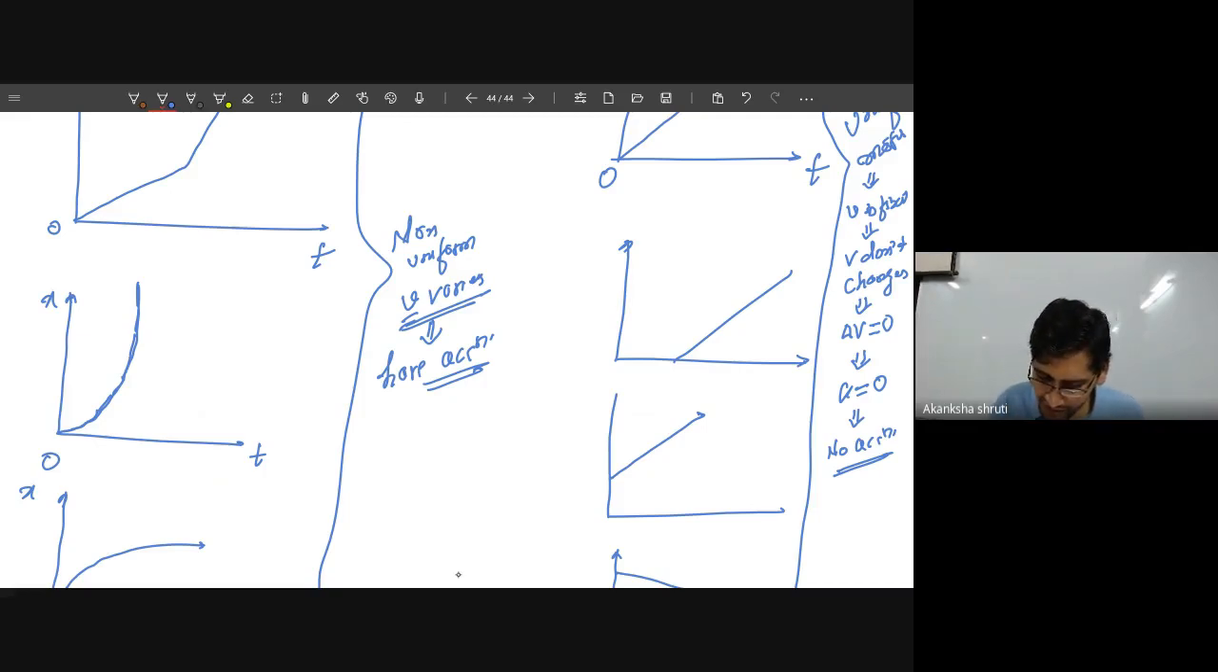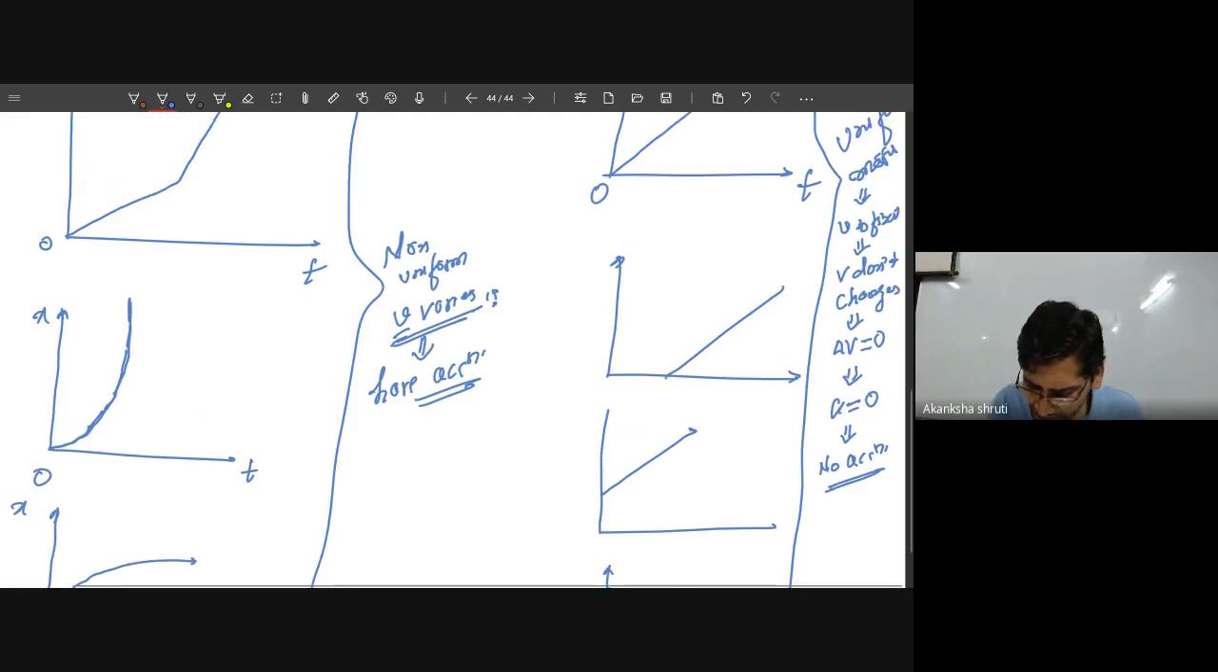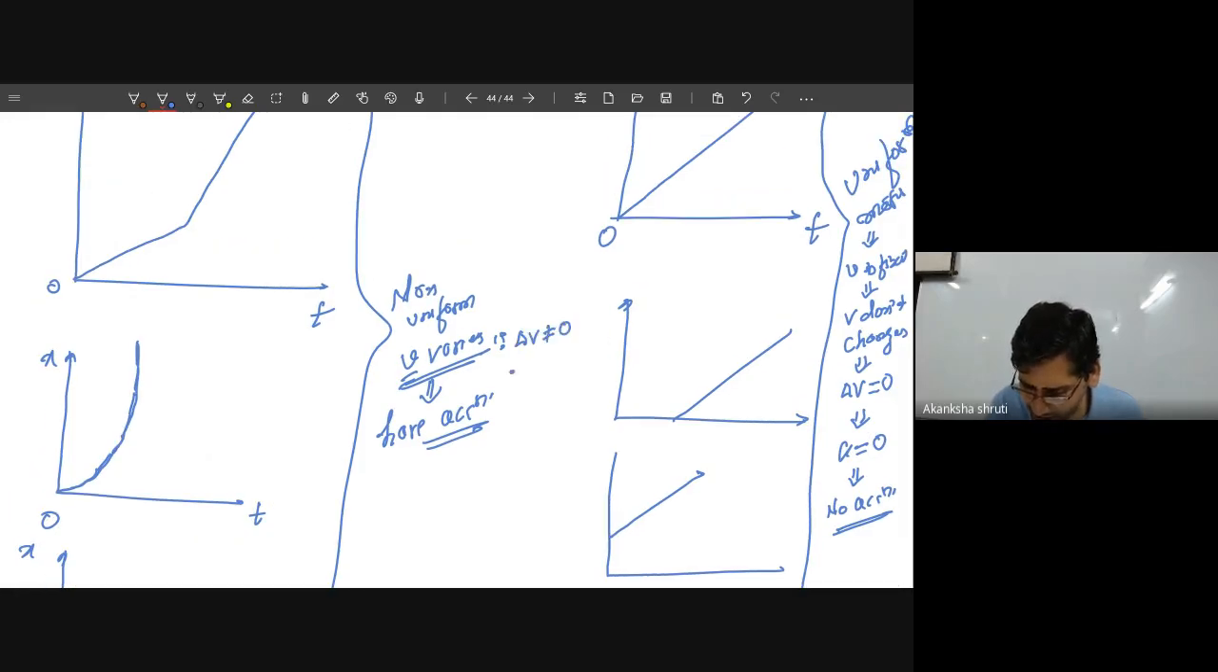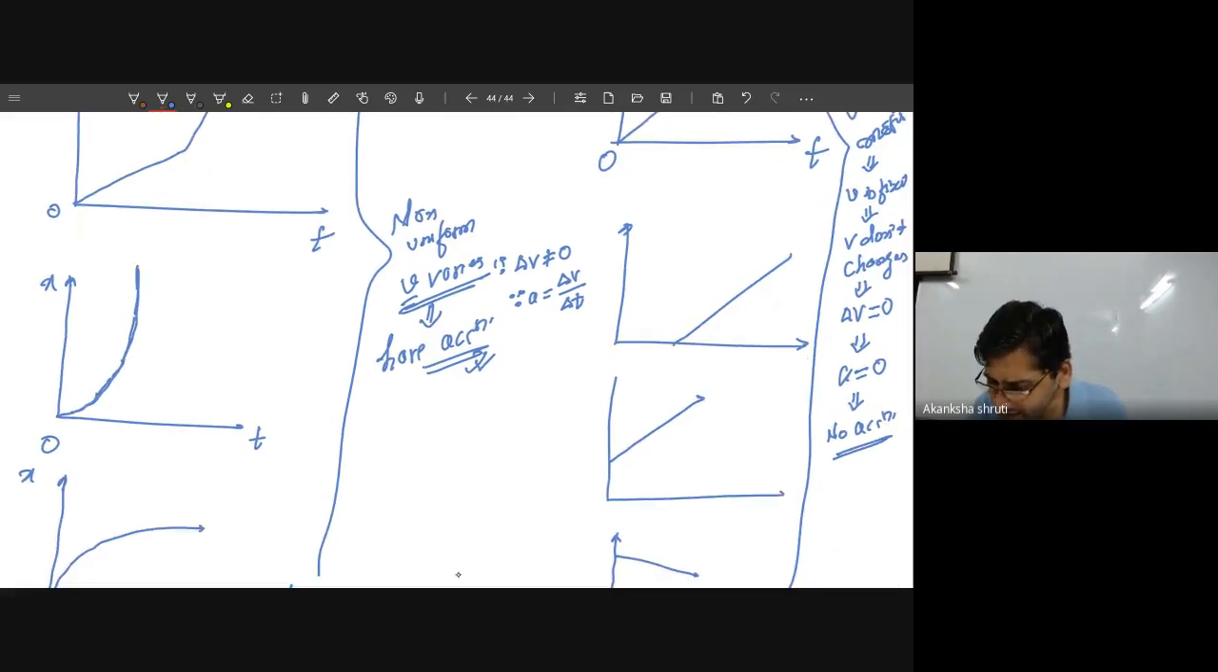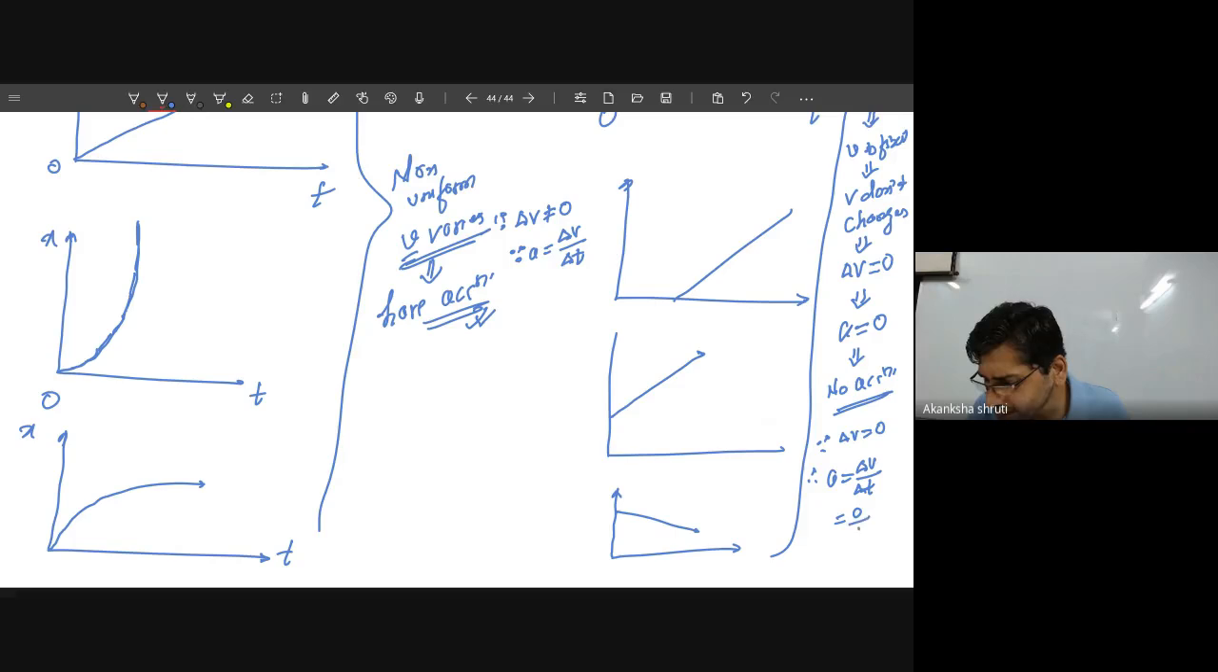Okay. So in the first case, where the graph is curved, not a straight line, we are observing that delta V is not equal to zero. Therefore, recall the definition of acceleration, delta V by delta t. So when this is not zero, acceleration must have some value. In this case, since delta V is equal to zero, acceleration is delta V by delta t, the numerator is 0 by delta t. So it is 0.